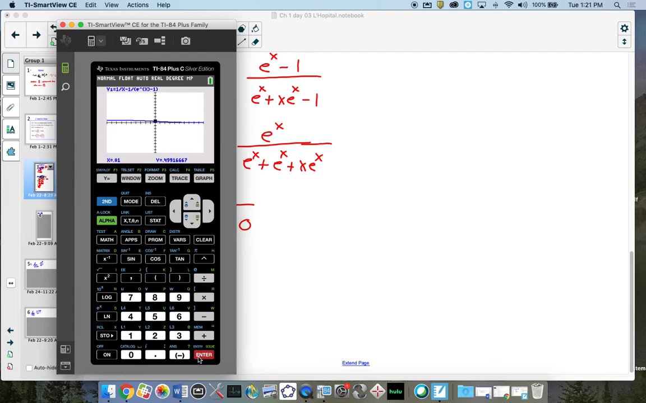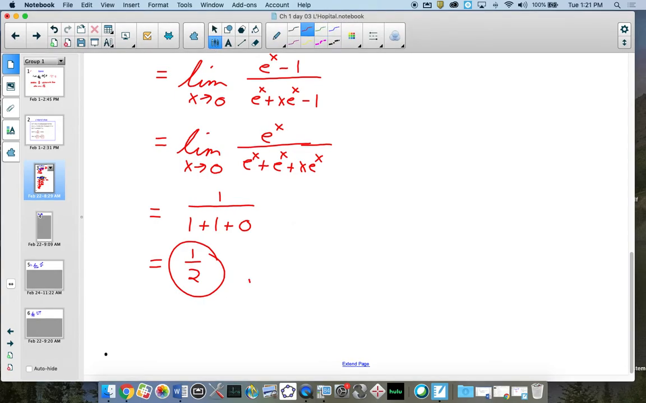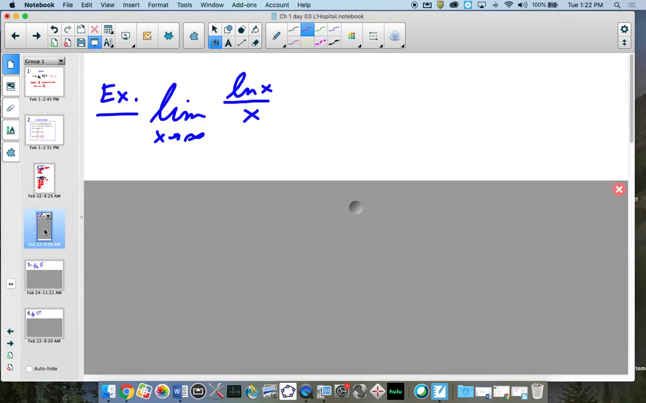And if I go negative 0.1, 0.508, and how about negative 0.01? And sure enough, as we're approaching 0 from the left, it's also approaching 1/2 or 0.5. So looks pretty good. Check. All right, let's try a few more.